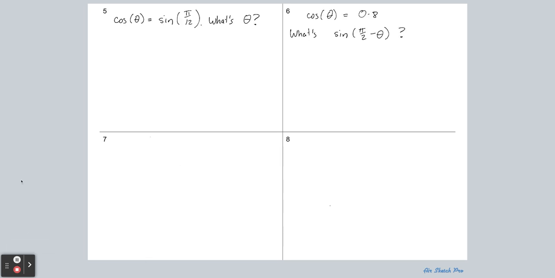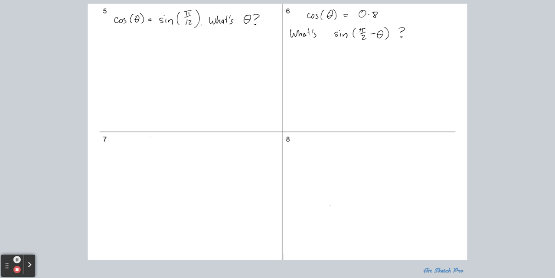So let's have a look at a couple of examples to finish off this video. In the first question, we're given this equation here, cos of theta is equal to the sine of pi on 12. And what is theta? So effectively, all it's really saying is we need to work out the complementary angle between here and here, and then we'll be good to go. But I'll do it a little bit more formally.